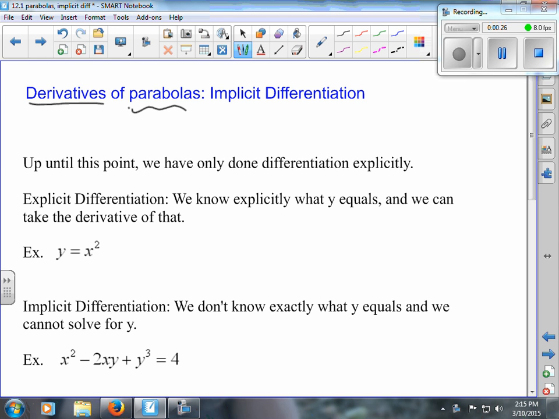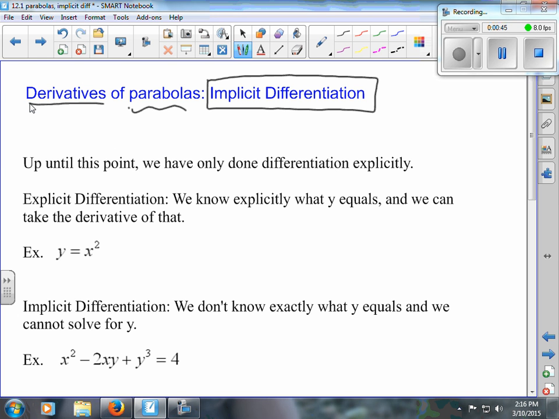So the way that we do derivatives is a new kind of way of finding the derivative. It's what we call implicit differentiation. So right now I'm going to teach you implicit differentiation. We're going to use it for the next 3 sections.